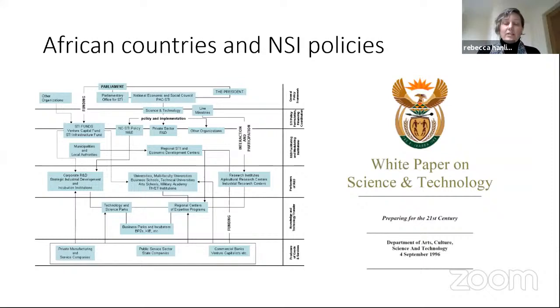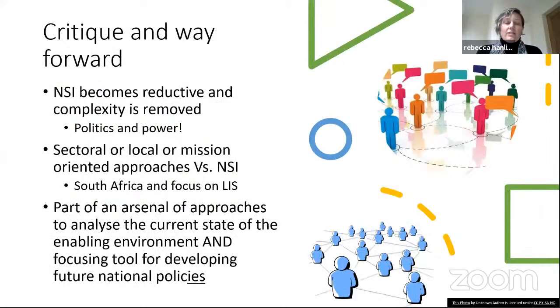The term is highly popular, but there is very little interrogation of what it means, and it often gets reduced to these types of diagrams, with a focus on the blue and green boxes and less on the lines. As a result, it's been critiqued as a concept for being reductive and for removing the complexity of innovation, which isn't actually the case when you read the original authors, as Lilian has outlined today.